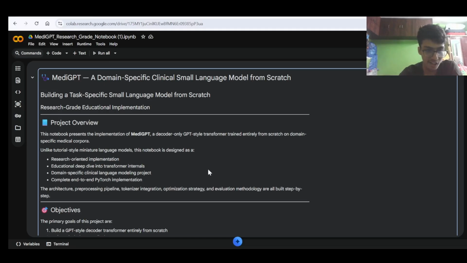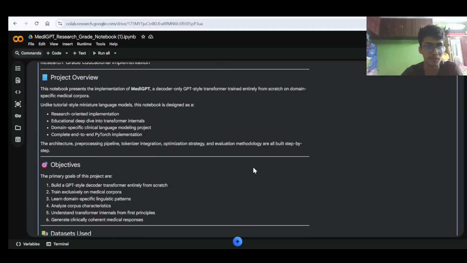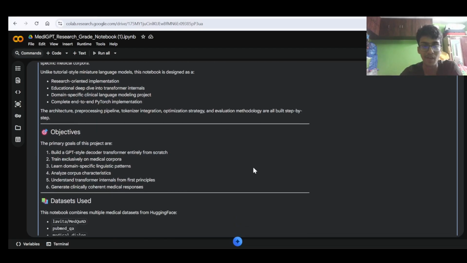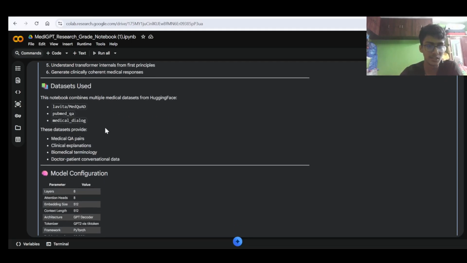So firstly, I will go through the overview. This is just a decoder type GPT-style transformer which is entirely built from scratch. We have used the PyTorch implementation, and the primary goal behind this project was to make the model understand the medical corpus, and also we should understand the transformer internals from first principles.